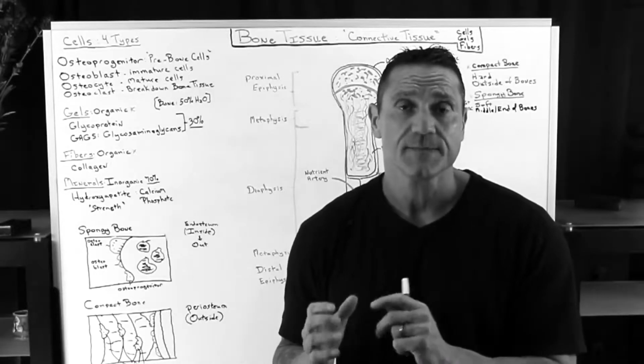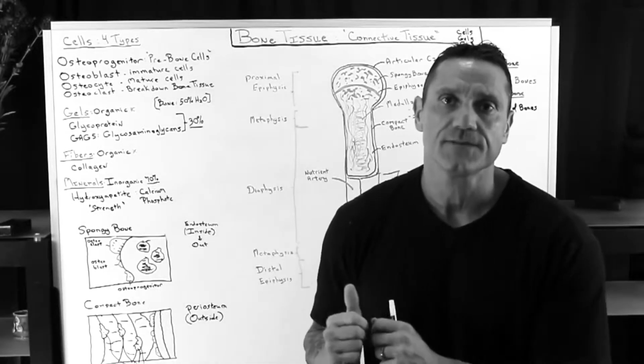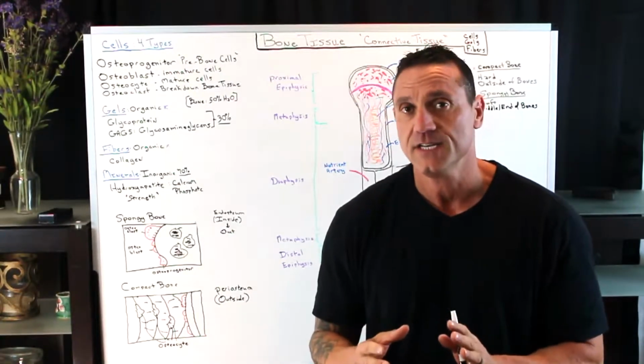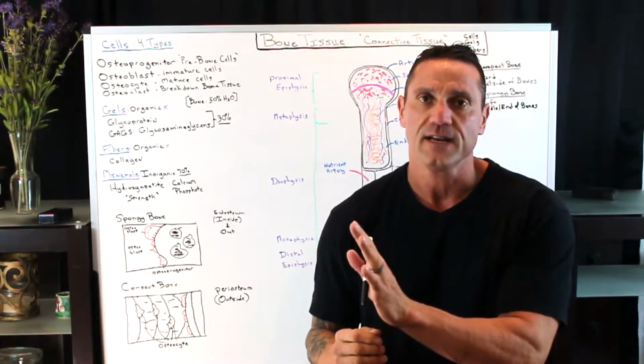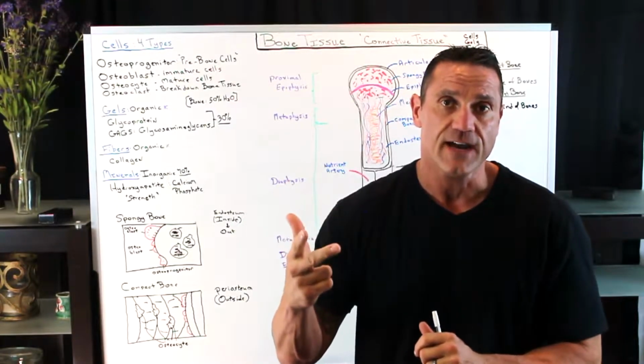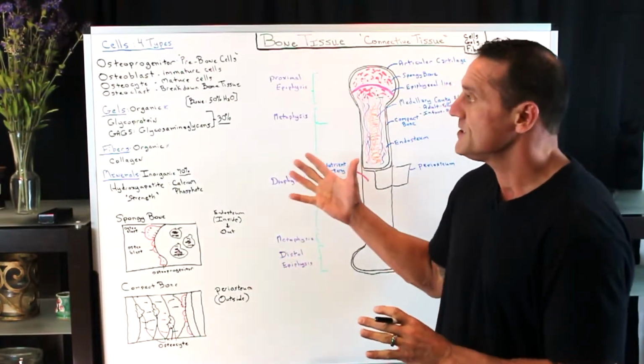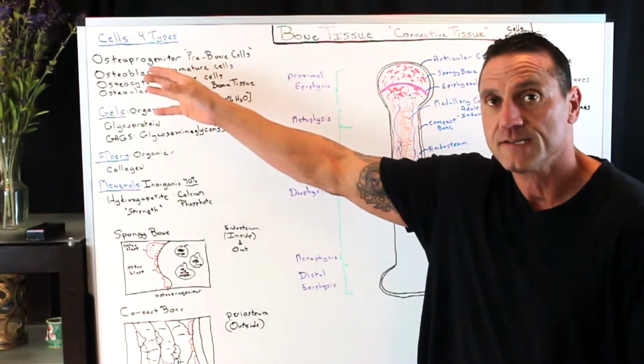In this video I'm going to talk about bone tissue, and I'm going to go into the different structures of the bone. Now remember, bone tissue is a connective tissue, so what does that mean? Connective tissue is made up of cells, gels, and fibers. So when it comes to the bone tissue in and of itself, there are 4 different cell types.